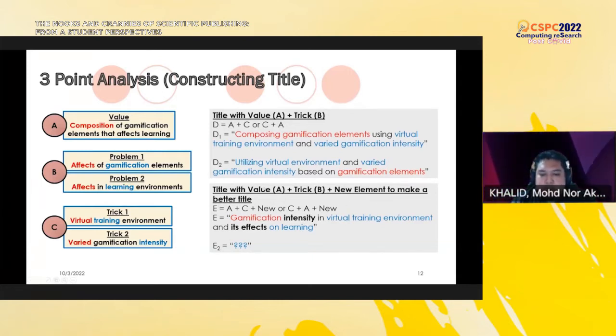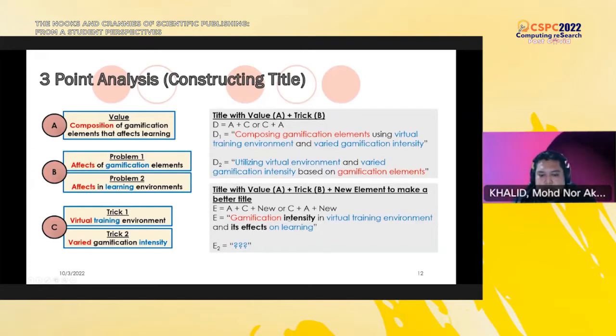For example, you have value and trick, right? And then what are the new things you want to do, so we can get the final title like the one from the example. Basically gamification. Both of these have gamification, so you can actually combine them. And then intensity is from the trick, right? So virtual learning environment, and learning is actually on the problem.